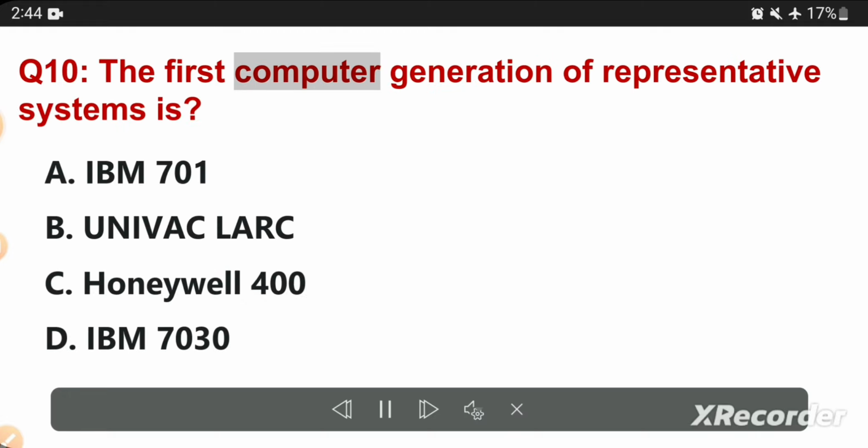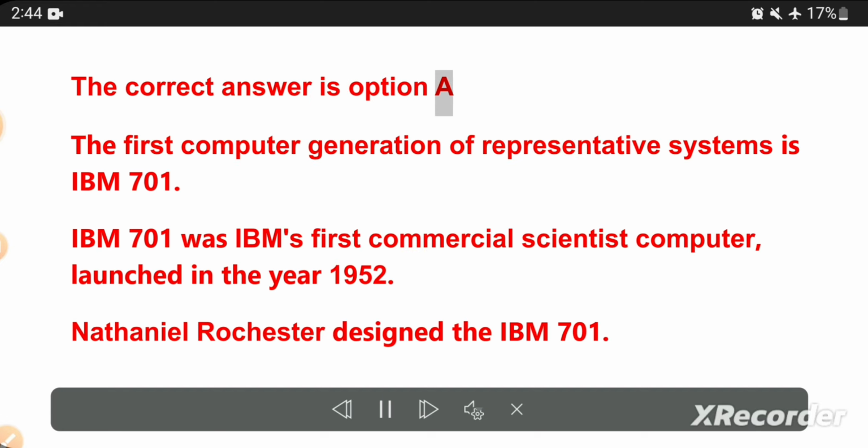Q10. The first computer generation of representative systems is IBM 701, UNIVAC LARC, Honeywell 400, IBM 7030. The correct answer is option A. The first computer generation of representative systems is IBM 701. IBM 701 was IBM's first commercial scientific computer, launched in the year 1952. Nathaniel Rochester designed the IBM 701.